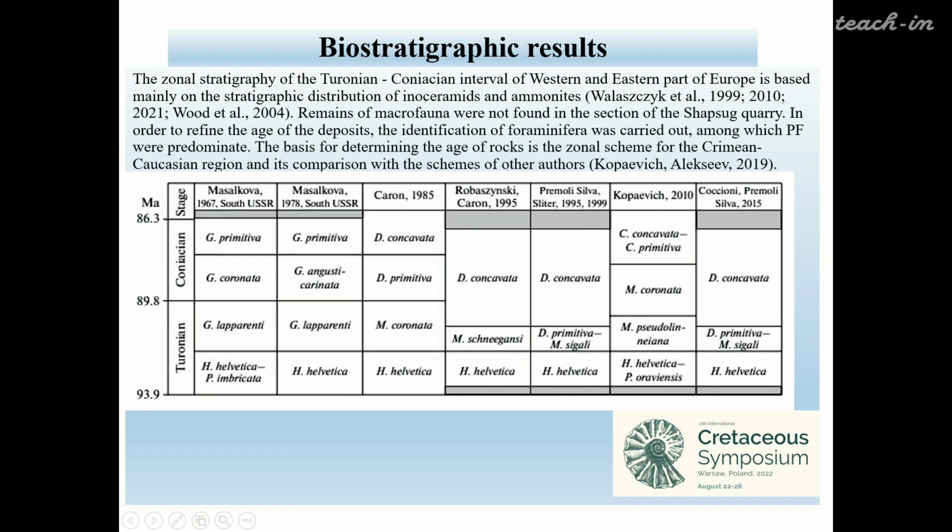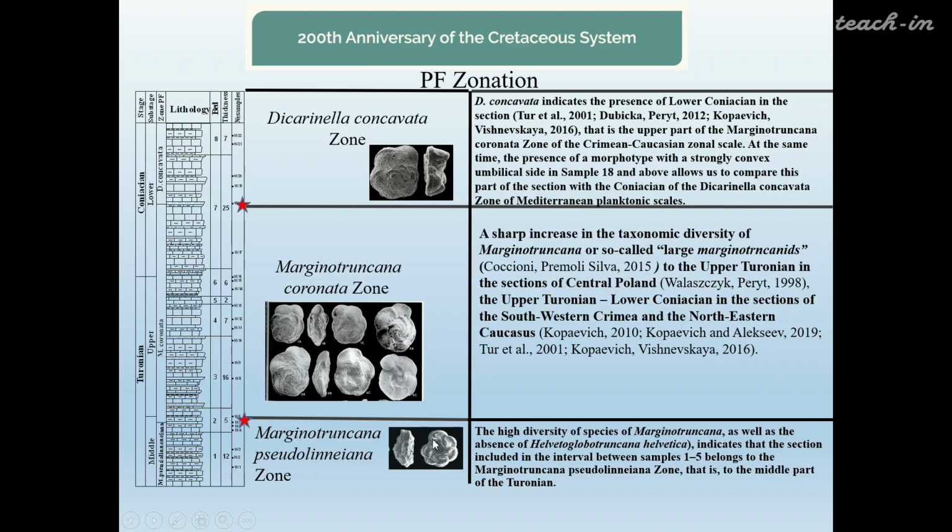In order to refine the age of the deposits, identification of forams was carried out, among which planktic forams were predominant. The basis for determining the age of rocks is the zonal scheme for the Crimeo-Caucasian regions, which you can see here, and its comparison with the scheme of other authors you can see in this table. Three zones you can see in this Shapsuk section.